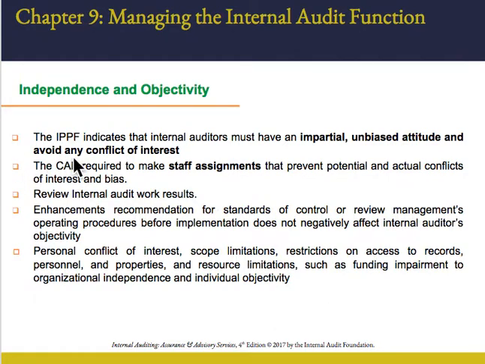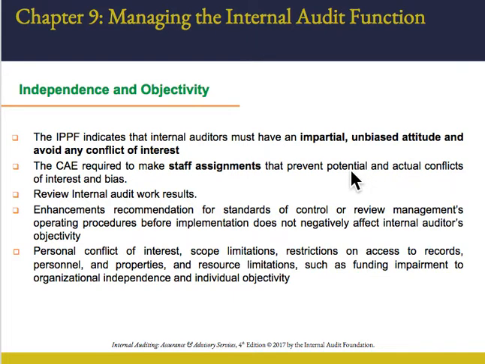So the CAE is required to make staff assignments that prevent potential and actual conflict of interest and bias. This is suggested by the IPPF. What does that mean? That means that the chief audit executive, who is responsible for managing the audit team, has his staff sign some confirmation or some paper that prevents them from having any potential conflict of interest or actual conflict of interest.